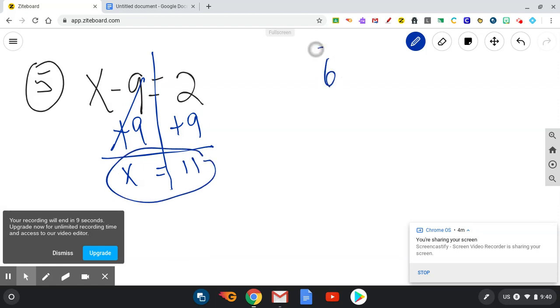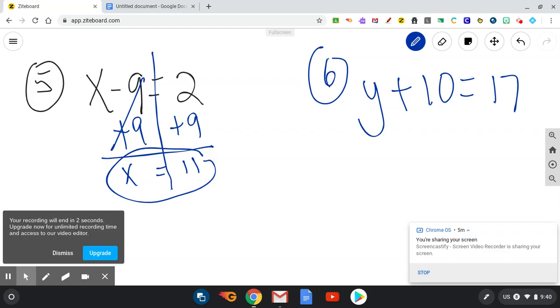All right. Now here's the last one I would like for you to do. y plus 10 equals 17. Solve that and let me know what that is.